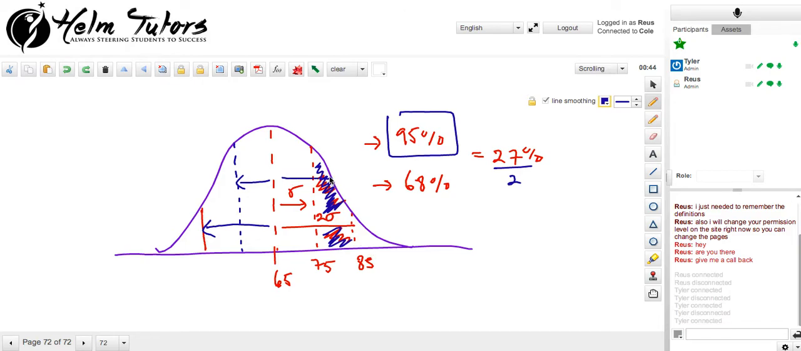So it includes both going right and going left. I'm saying the 27% counts the area here, but also the area here. Okay, make sense?